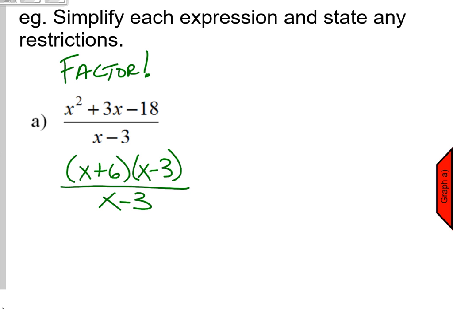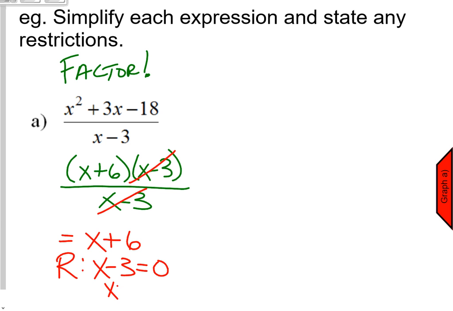Notice now this x minus 3 and this x minus 3 can cancel, leaving me with x plus 6. Of course, we always have to talk about our restrictions. So I'm going to take my denominator, x minus 3, and put it equal to 0. And that tells me that x can't equal a positive 3, because 3 minus 3 equals 0.